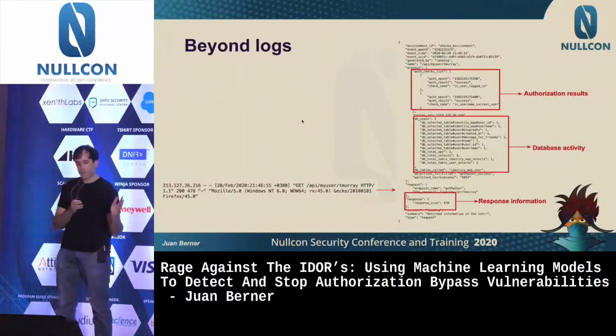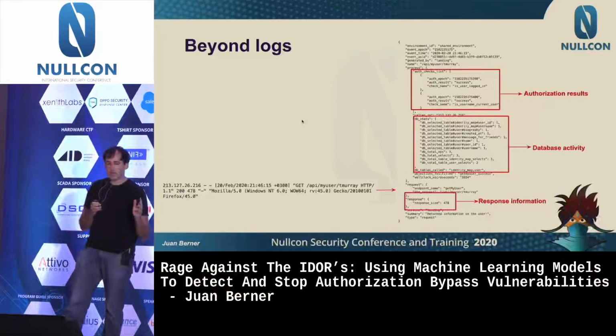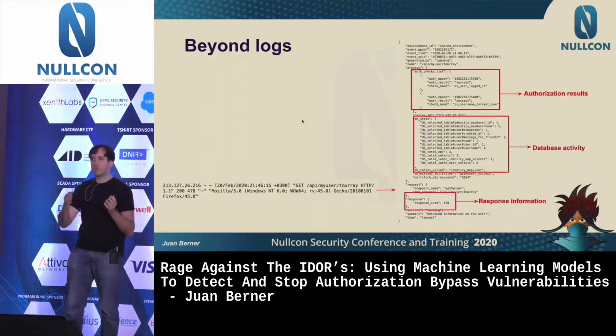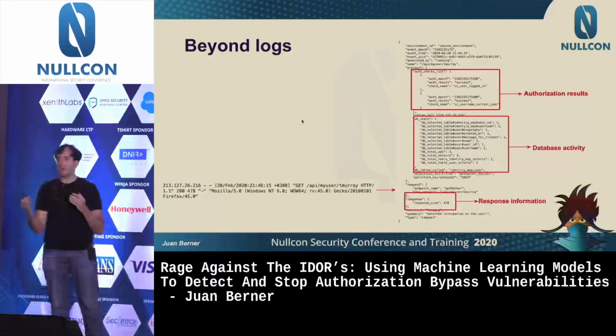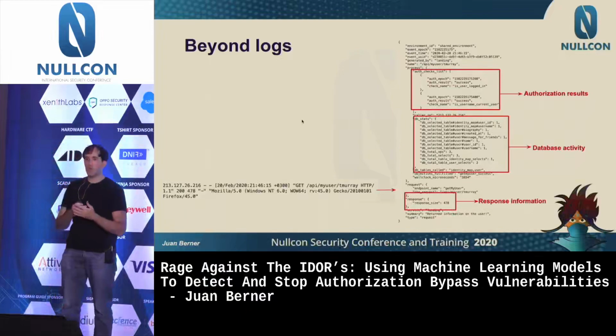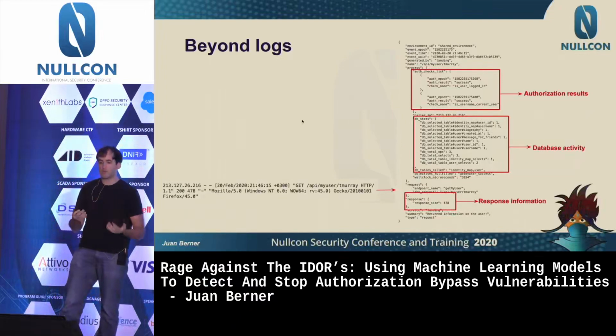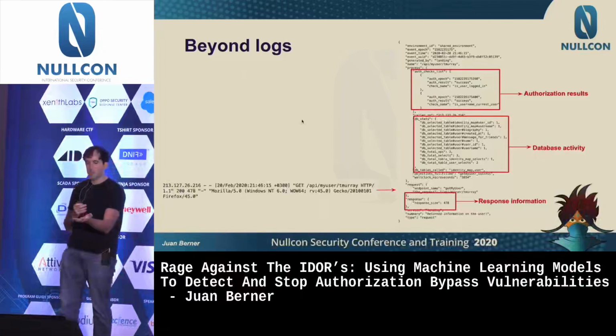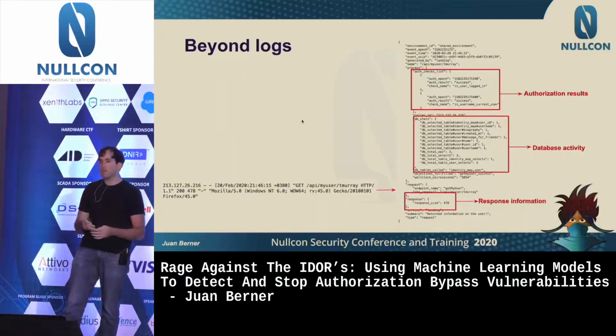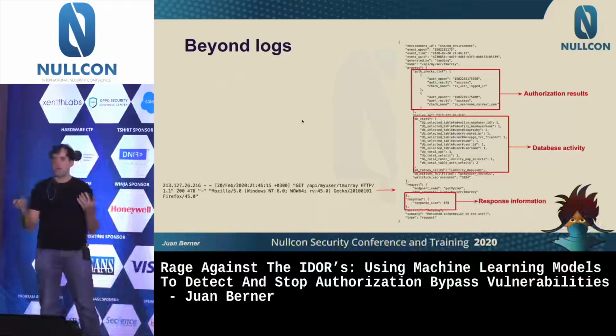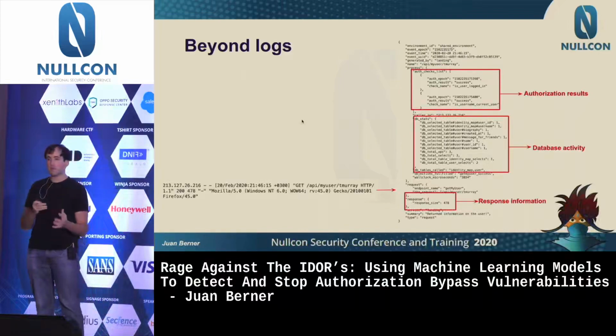So at the left, I have a typical Nginx access log, and at the right, what I have as a log of my request. So usually, I add a lot of context on the request. So you have authorization results at the top, some database activity, which might be API calls, if this was talking with a service, and information on the response.